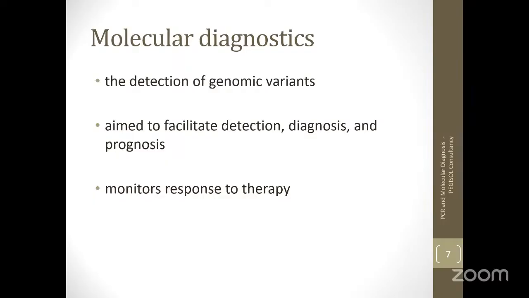One, it helps in detection of genomic variants, aiming to facilitate detection, diagnosis, and prognosis. So you can use molecular diagnosis to detect a particular disease, a particular DNA, a particular RNA. You can use it to diagnose, to help in the prognosis, and to monitor response to therapy. Someone is on a particular treatment; with molecular testing, you'll be able to know if the patient is responding to treatment. Most importantly, it also helps for detection of genomic variants and genetic information.